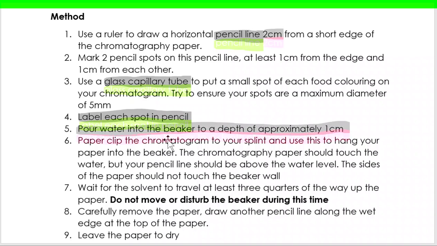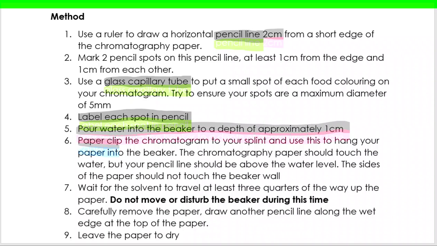For the next one, we're going to pour water into the beaker to a depth of approximately 1 centimetre. And you'll notice that the pencil line is 2 centimetres above. That's a really important consideration to make. We don't want the water line to go up the paper beyond the pencil line, because the pencil line is where we're going to add our samples. And if that went straight into the water, it would dissolve into the water in the beaker. It wouldn't be carried up the paper.